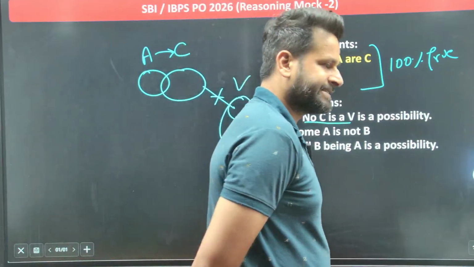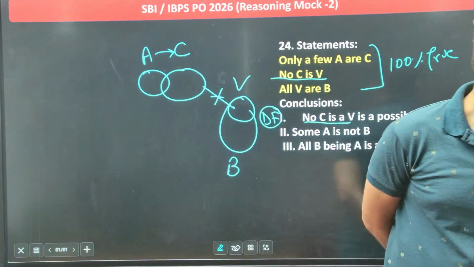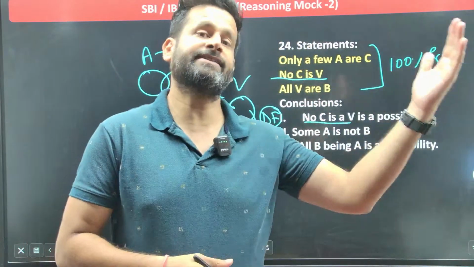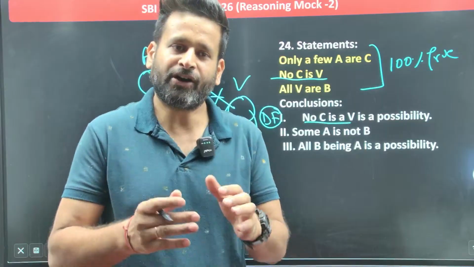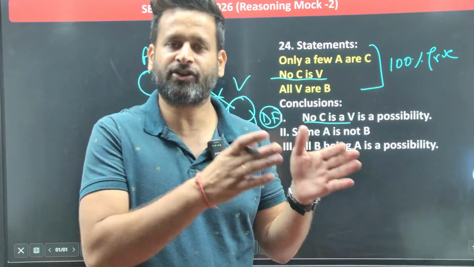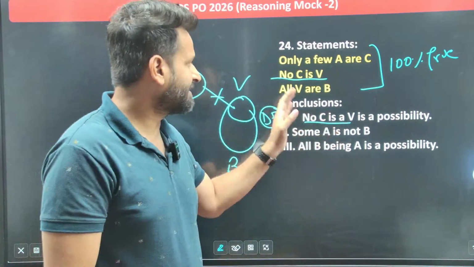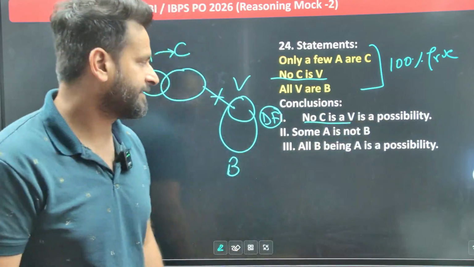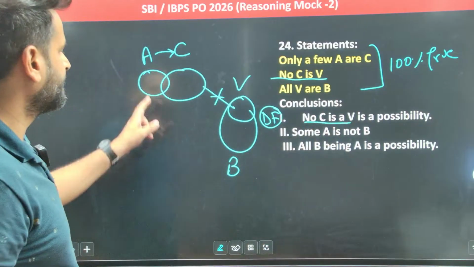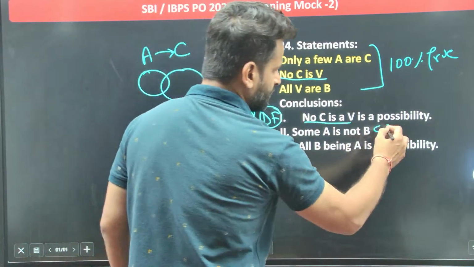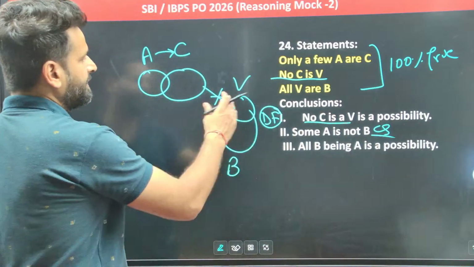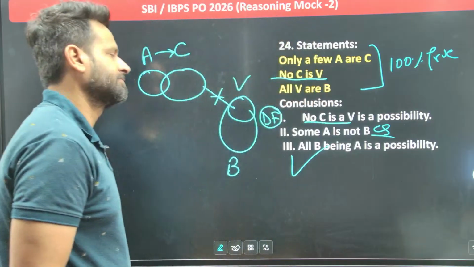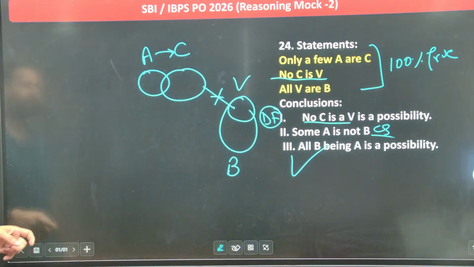For example, if I say sun rises in east, this is definitely true. But if I say that sun can rise in east, definitely false. Because the fact that sun is rising in east is already right. Similarly, the fact that no C is V is already definitely true. Then how is its possibility there? Definitely false. Some A is not B. This one will be doubtful. All B being A is a possibility, yes. So what was your answer? Only 3. Very good. That one is right. Only 3 will be the correct one.